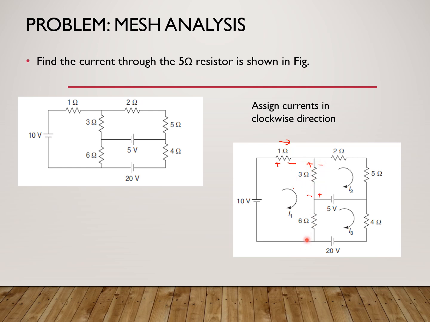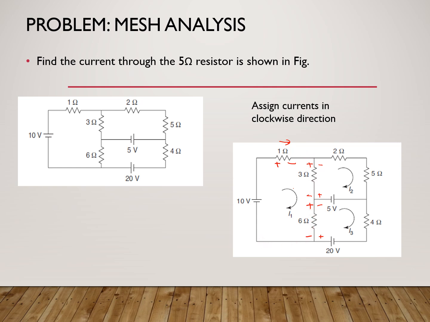Similarly, we have got a 6 ohm, which is common to both meshes I1 and I3. So according to the direction of I1, the 6 ohm will have a plus minus like this, as shown. So this would be plus here and minus here according to the direction of I1. But according to the direction of I3, it would be like this, plus and minus, right? So when I'm writing KVL, how do I write KVL here? So going around mesh 1 in this direction, clockwise direction, like this.